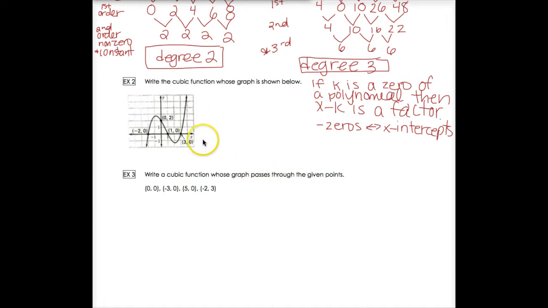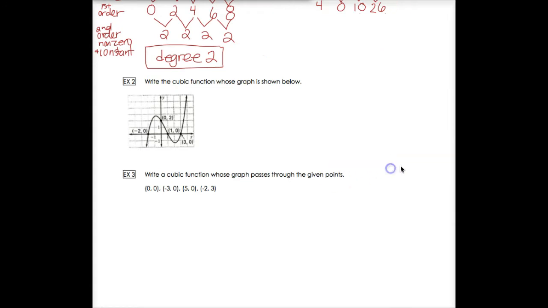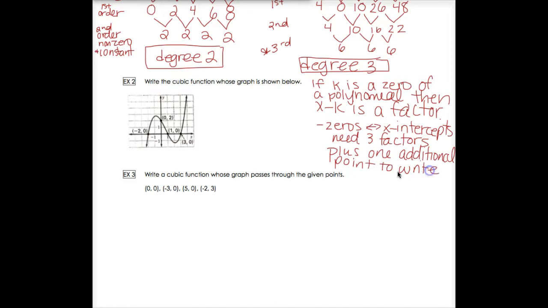So when they give you x-intercepts, they're really giving you a factor. You know that cubics have to have degree 3. So if you have 3 factors, plus 1 additional point, you have enough information to write the equation. So I'm going to show you what I mean here.